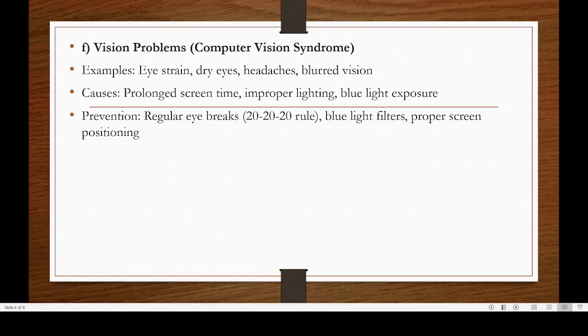Then regular eye breaks, the 20-20-20 rule. That is, after every 20 minutes in an hour, you must take a small break. That is the meaning of regular eye breaks. Then blue light filters, then proper screen positioning. How the screen is positioned is also an important thing in managing computer vision problems.